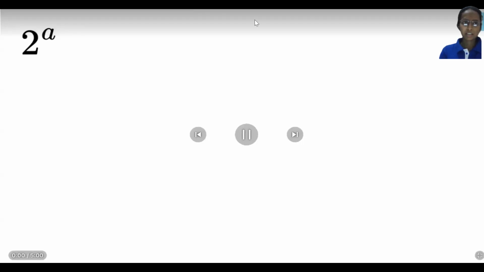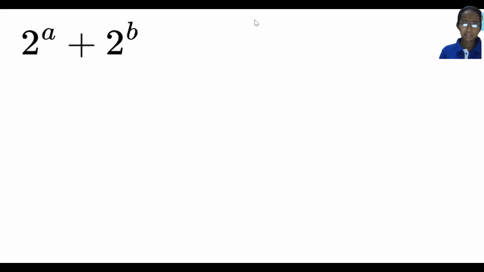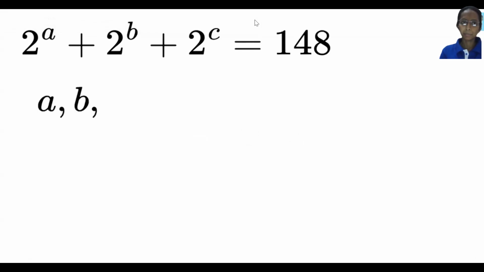Hello students, let us take a question in which the question is 2 to the power a plus 2 to the power b plus 2 to the power c is equal to 148. Now, we need to find the values of a, b and c, where a, b and c are natural numbers and a is greater than b is greater than c.